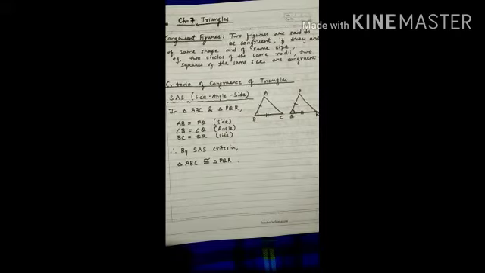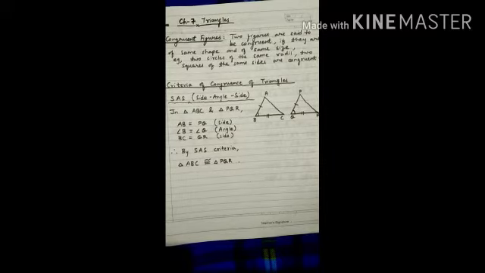Now there are four criteria for congruency of triangles. There are four rules, four criteria by which two triangles are said to be congruent to each other. The first criteria is SAS, side angle side. Now what is this criteria?